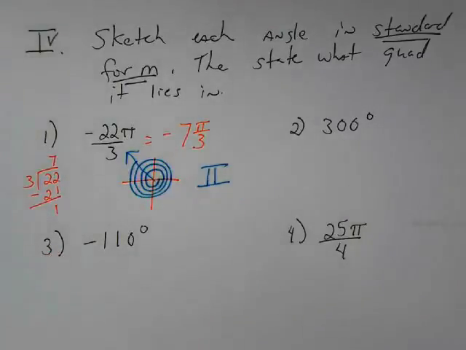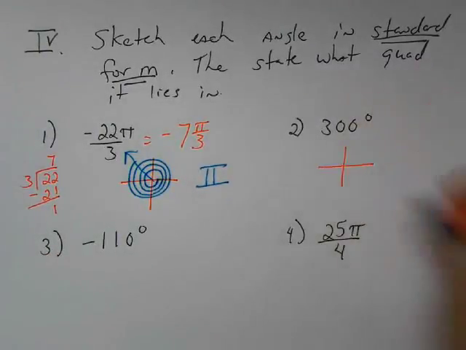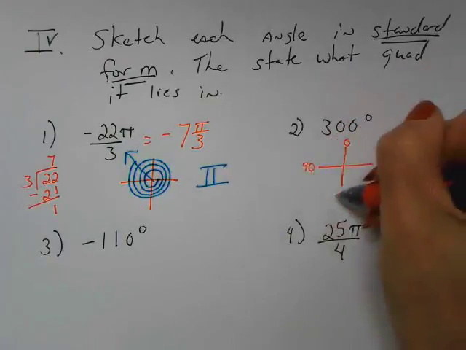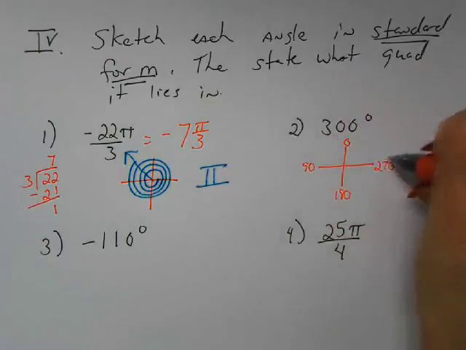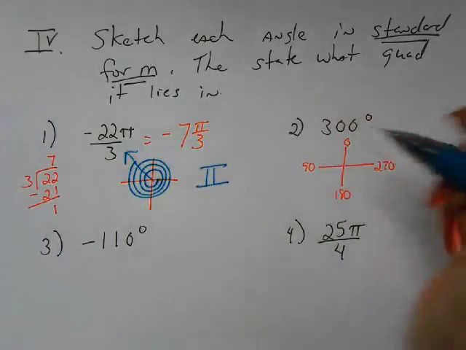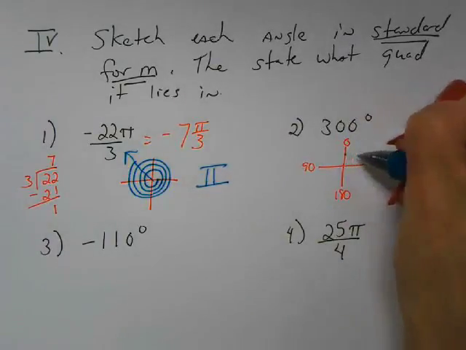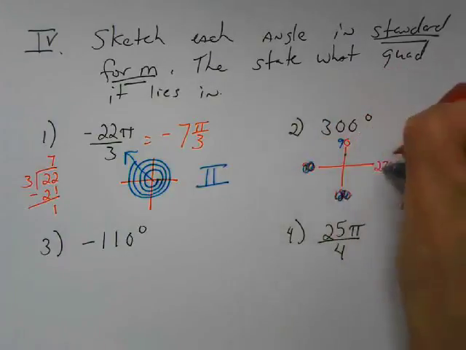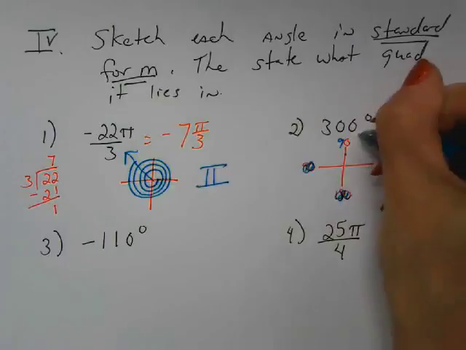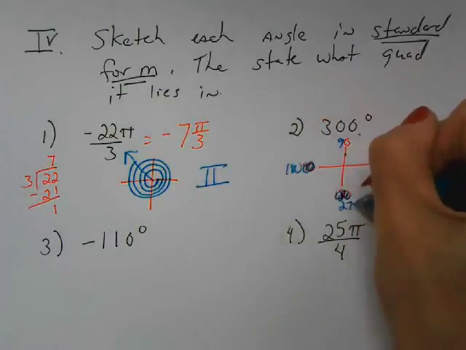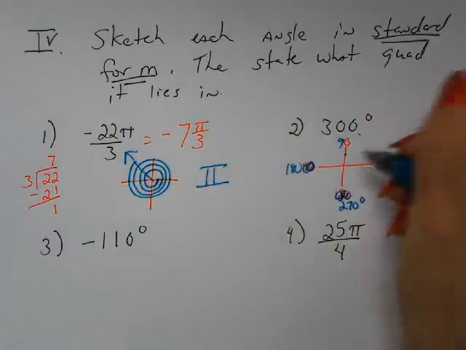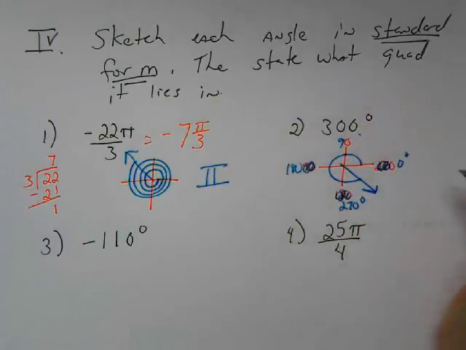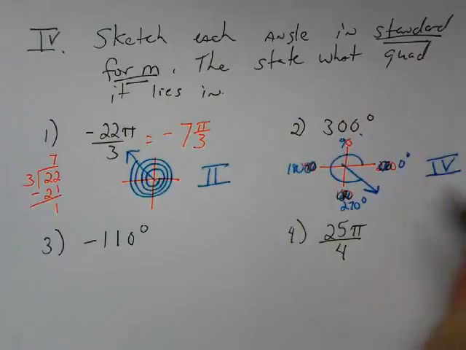Okay? Let's try 300 degrees. So do you agree this is 0, 90, 180, 270? So if I'm at 300 degrees, oh my goodness, I labeled this totally wrong. I'm sorry, I wasn't paying attention. 0, 90, 180, 270. How about that? Whew. So 300 degrees would be in this quadrant over here, which is quadrant 4.